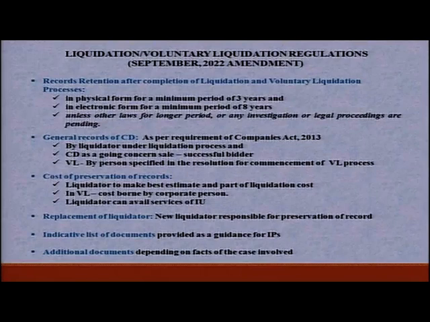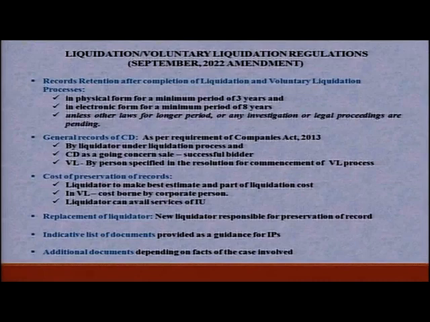As for which records, the general records of the CD, as per the requirements of the Companies Act, they have to see. By whom the records have to be preserved? It is the liquidator in case of the liquidation process, after the closure of the liquidation process. And if the CD is sold as a going concern, the successful bidder will preserve these records, which will be handed over by the liquidator.